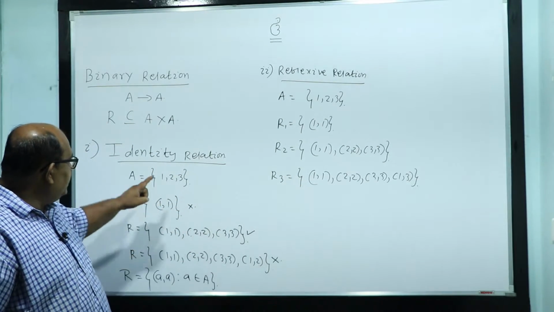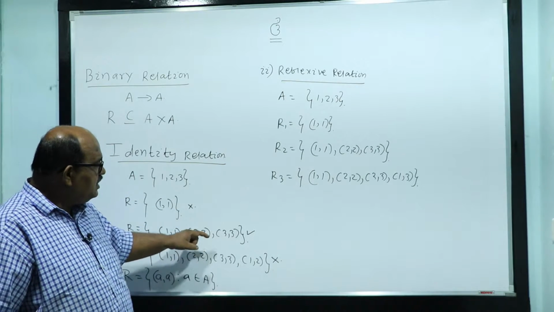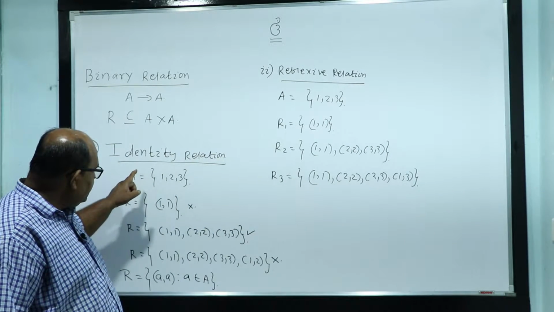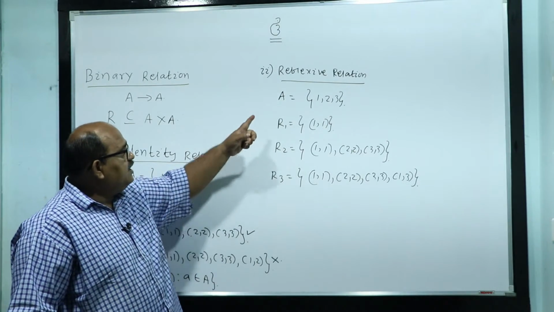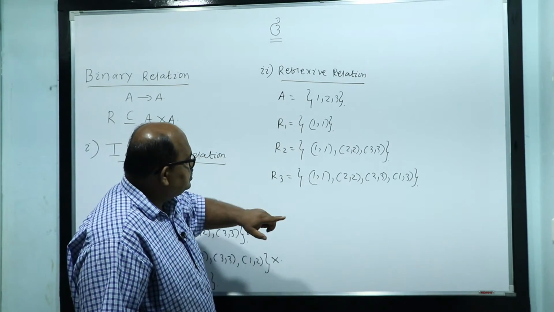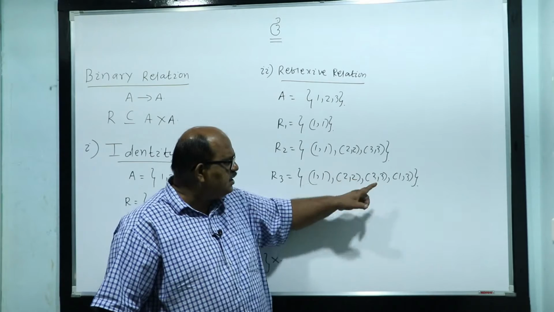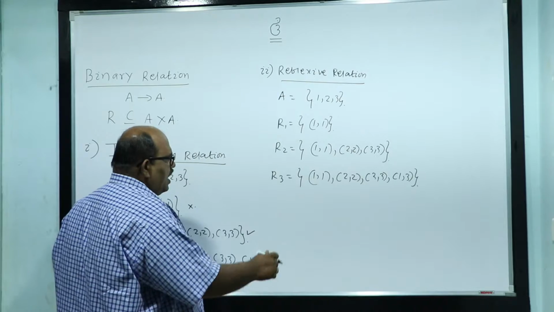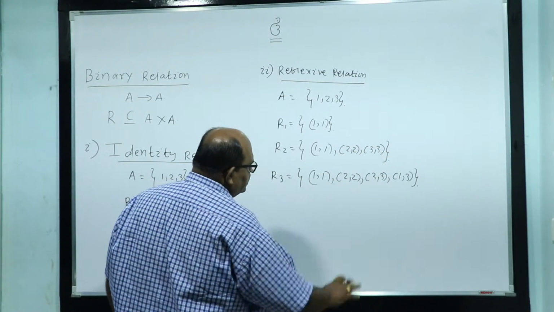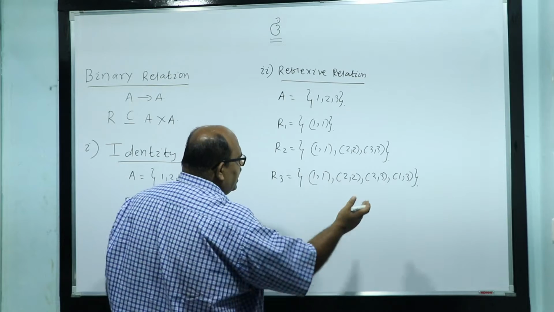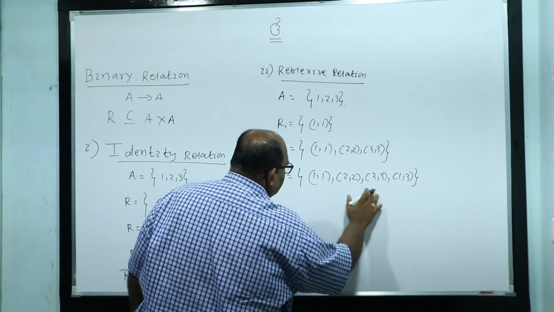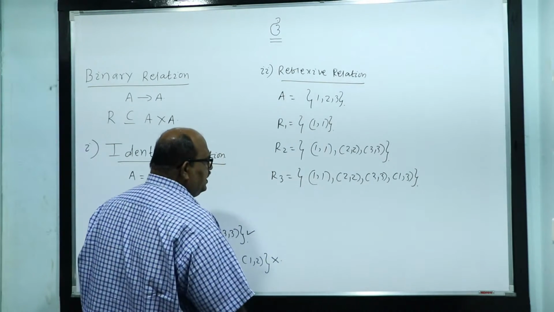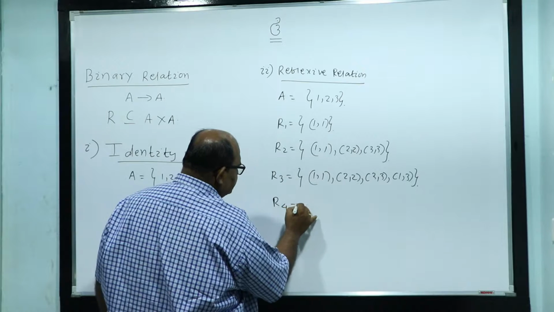Yes. Because in the definition of identity relation, there was the word only. Every element of A should be related to itself only, but here there is no word only. So after fulfilling the condition, we can add extra ordered pairs also. (1, 1), (2, 2), (3, 3) fulfill the conditions of reflexive. Now if we add some extra things, then also it will be reflexive. If we add (2, 3), then also it will be reflexive. Okay, come to the next example.